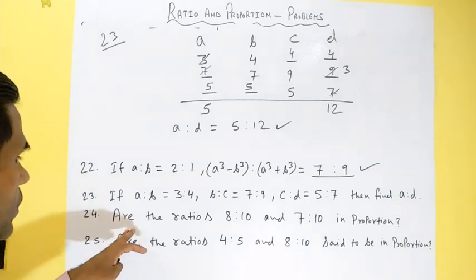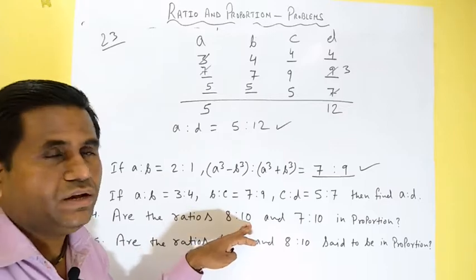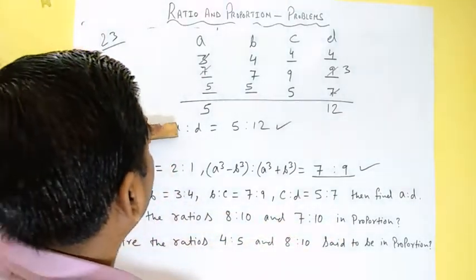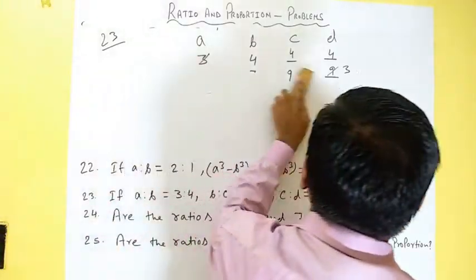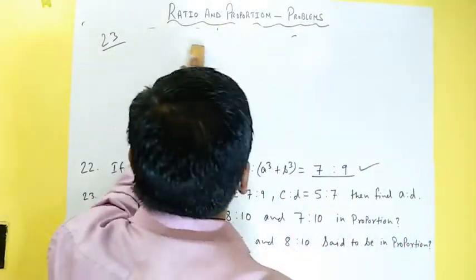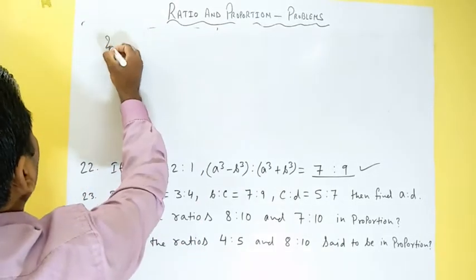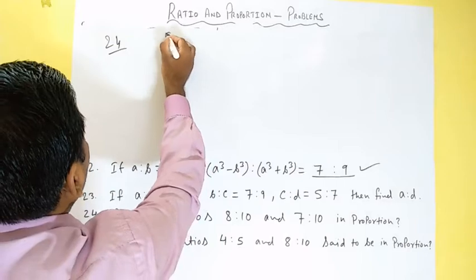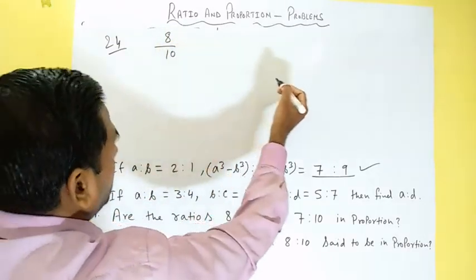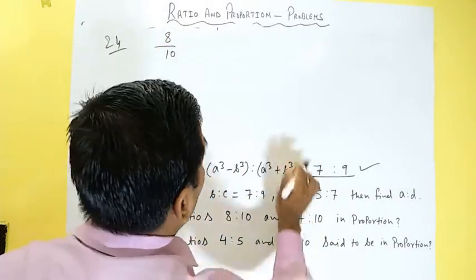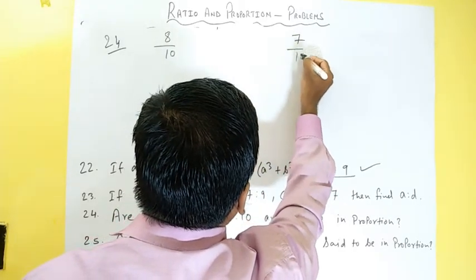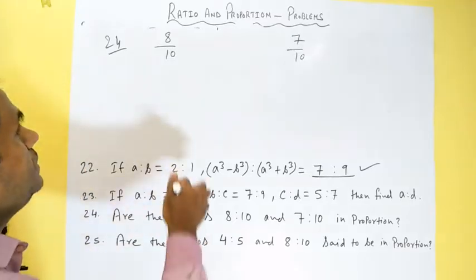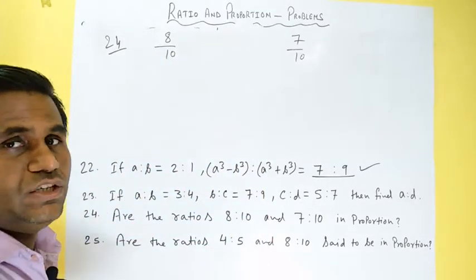Now 24th, are the ratios 8 is to 10 and 7 is to 10 in proportion? So we have to answer this. By seeing also we can answer, but very quickly I will tell you how to do this. So now we are doing 24th. We have two ratios, 8 is to 10, which can be written as 8 upon 10, and the second one is 7 is to 10. So 7 upon 10. So are these ratios in proportion? So if these values are equal, we can say these ratios in proportion.